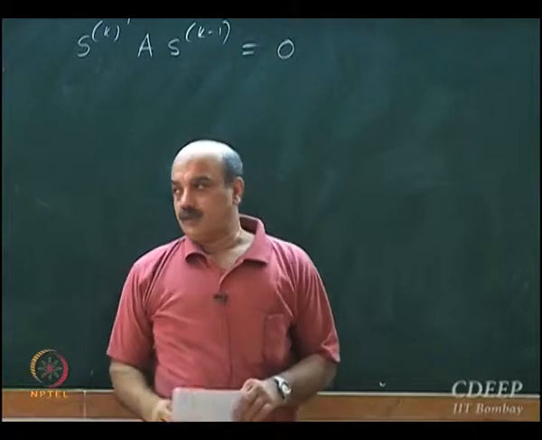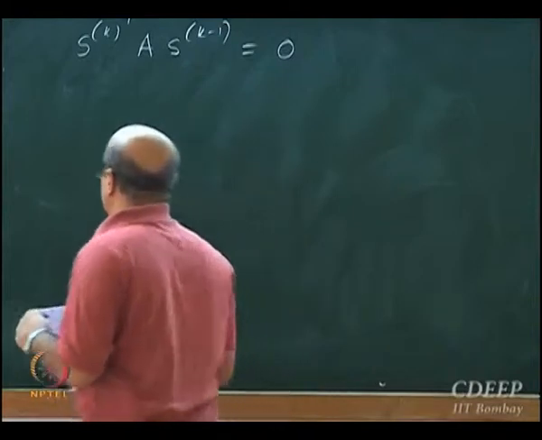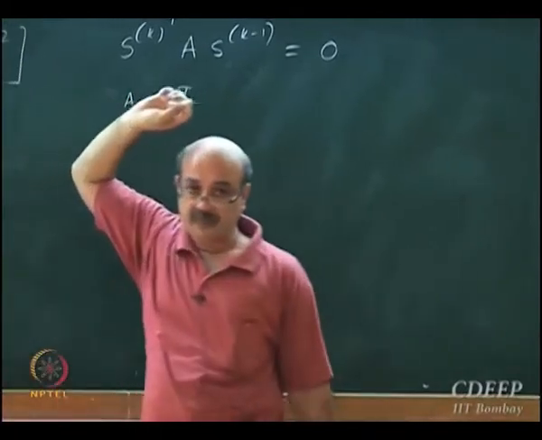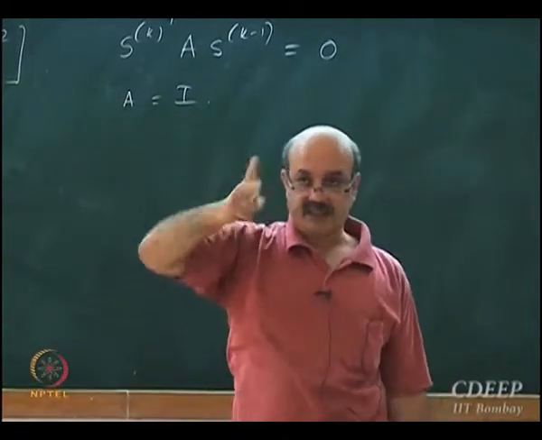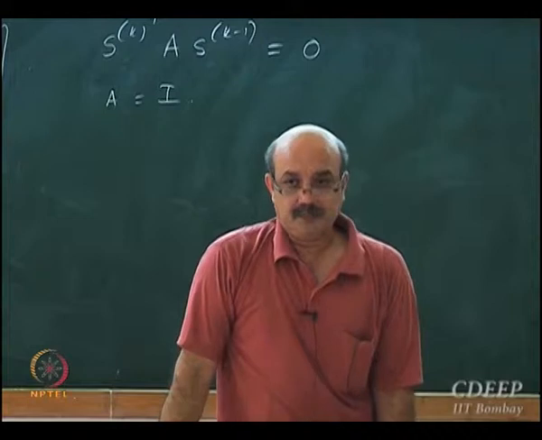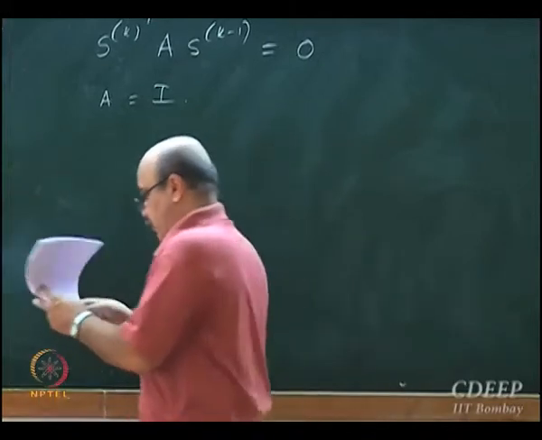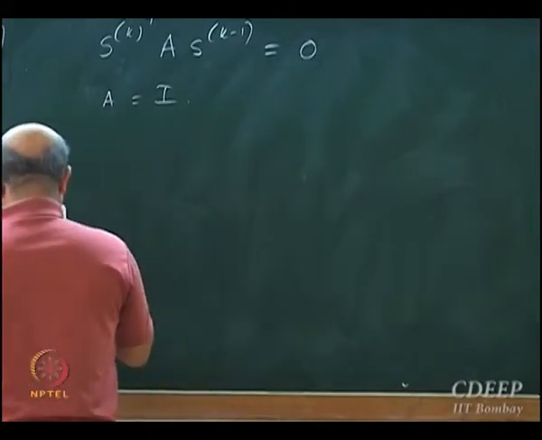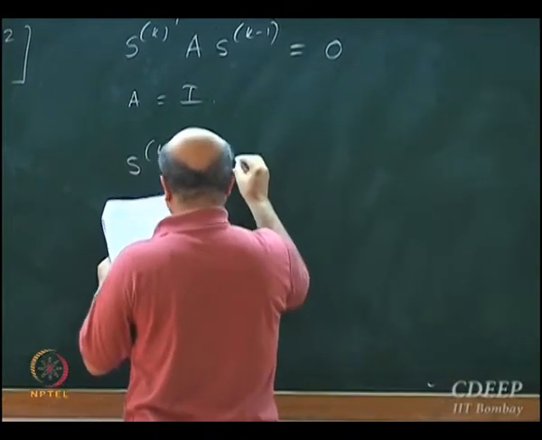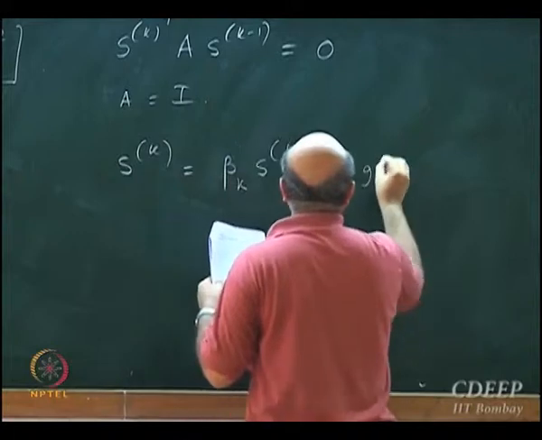So what is done in the conjugate gradient method here is you find out the search directions such that A is equal to I. So we find out the search direction such that the alternate directions are perpendicular to each other. So we find out Sk, this is equal to beta k times Sk minus 1 plus Gk.